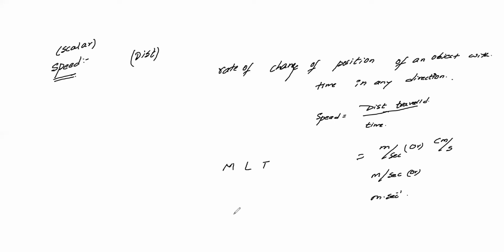Here there is no mass, so it is M power 0, and M power 0 is nothing but 1. L is length, L is there, and the power of time is minus 1. This is your dimension analysis for speed. So if the unit is clear, we can identify the dimensions.